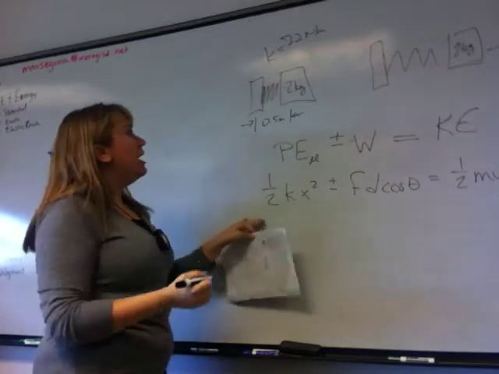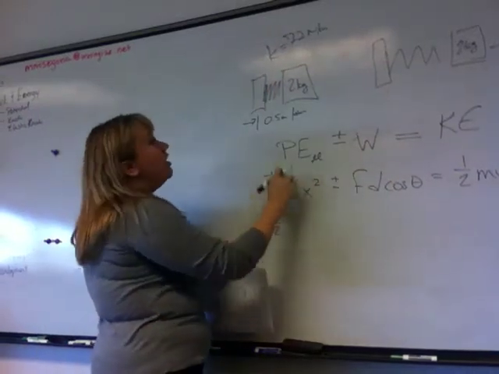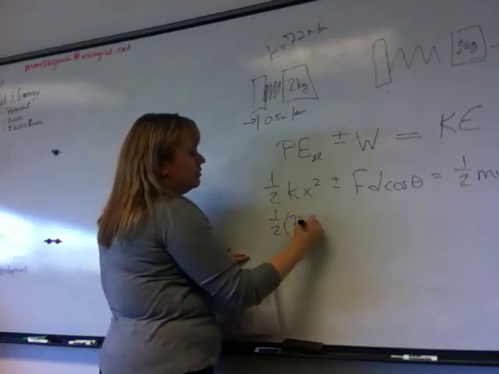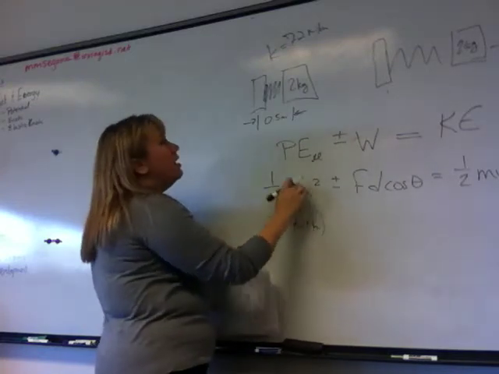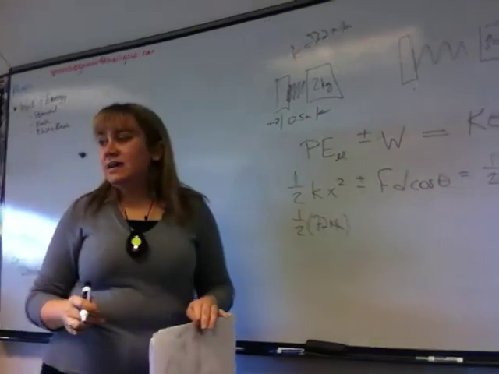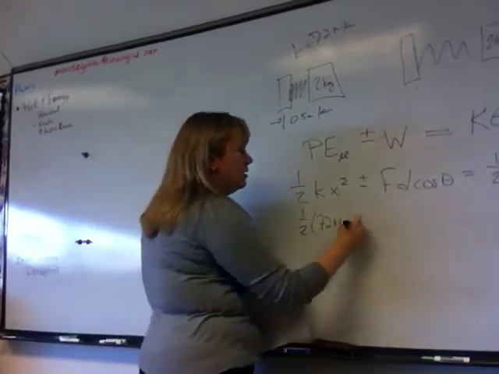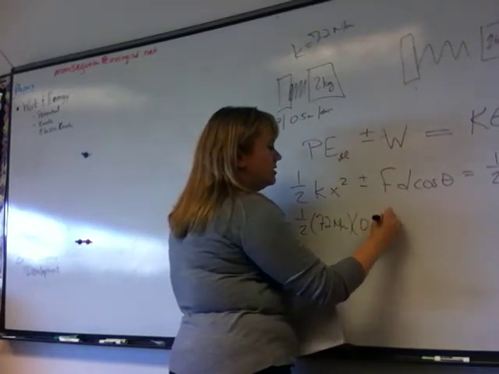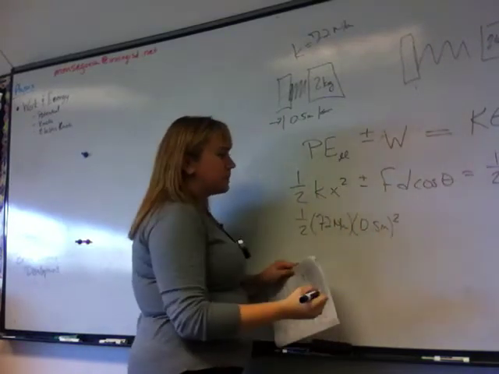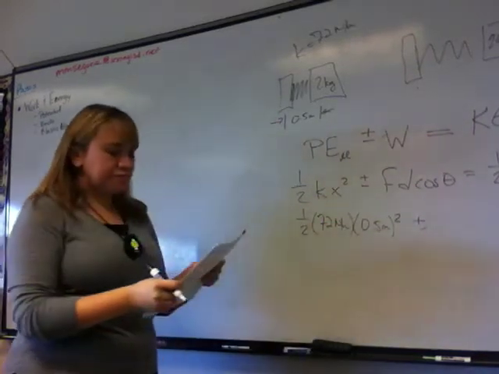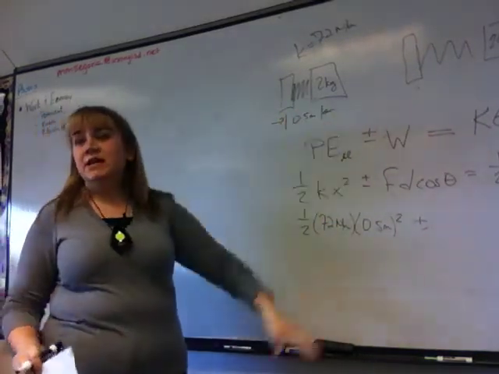Let's start plugging in our numbers based upon what we know from our picture. We have 1/2. They gave us our spring constant, which is 72 newtons per meter. The distance of compression is x. The problem tells us it was compressed 1/2 meter, so 0.5 meters squared. Now let's take a look at our work. How much work is being done here?